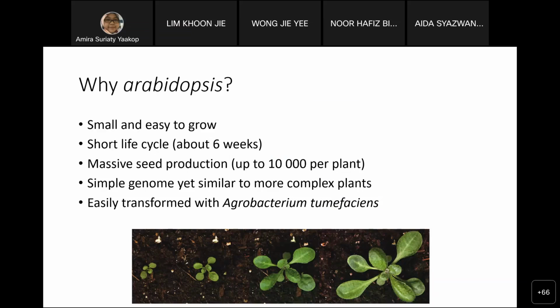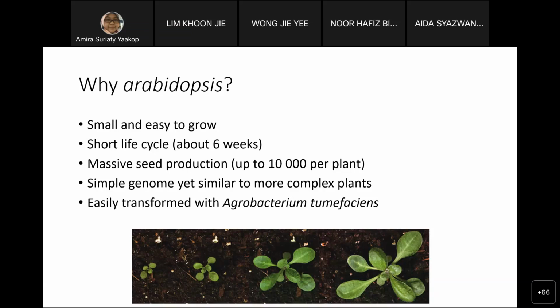And the genome is very simple, and yet it's similar to more complex plants. They're smaller in size, but similar to complex plants. So researchers can understand well how plants evolve.